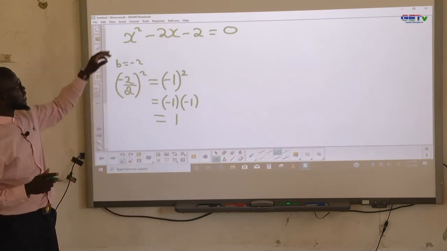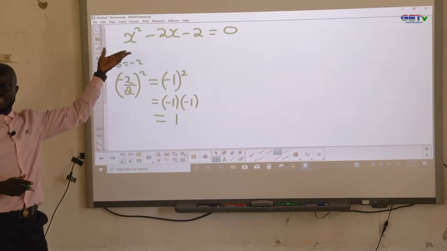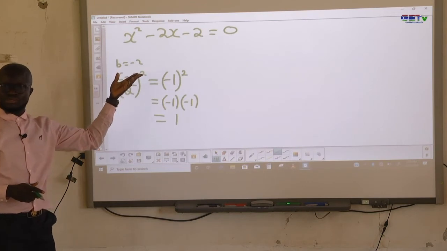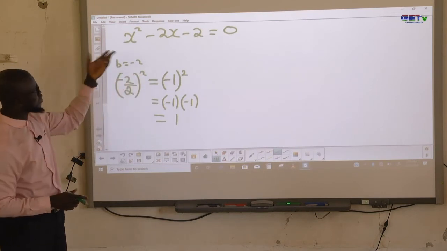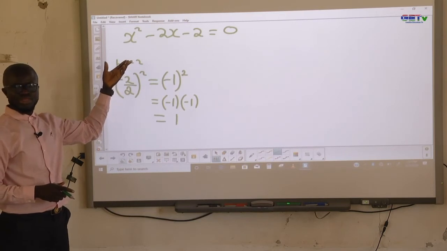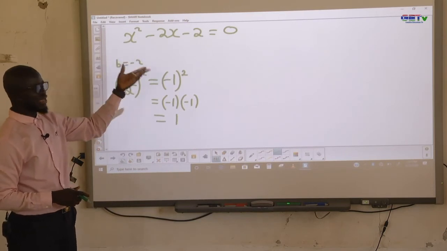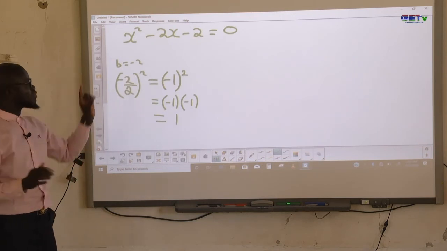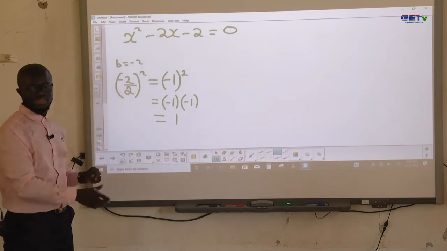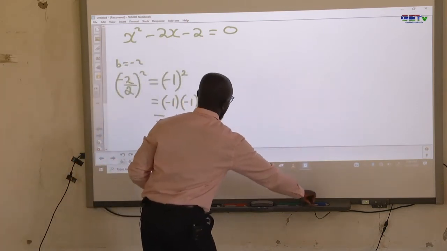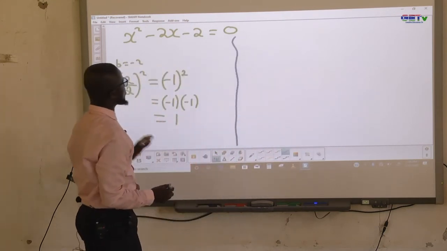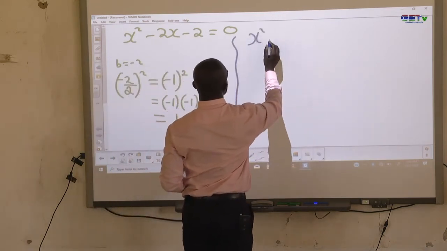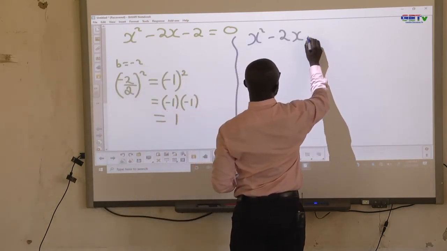But remember, we are given rules. If you look at this equation, did we isolate the constant? I repeat, is the constant isolated? Obviously, the answer is no. So we have to observe that first before we do anything. In solving, we need to make sure that we isolate the constant as stipulated in the rules.